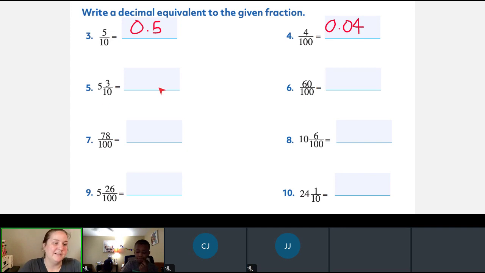All right, number 5. Now we have a whole number. So instead of writing a 0 first, we need to write our 5 and then our decimal point, and then a 3 because we're just in the tens place because it's over 10. So 5.3 for number 5. All right, number 6, we're in the hundreds again. We have 60 over 100, which is going to be 0 because we don't have a whole number, 0.60.